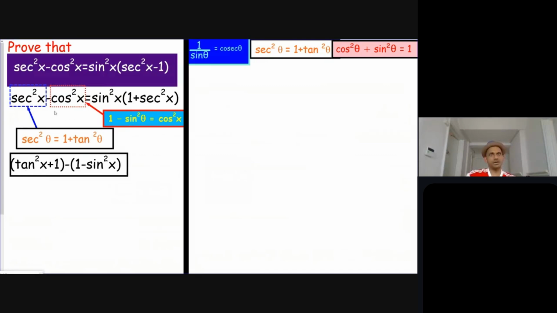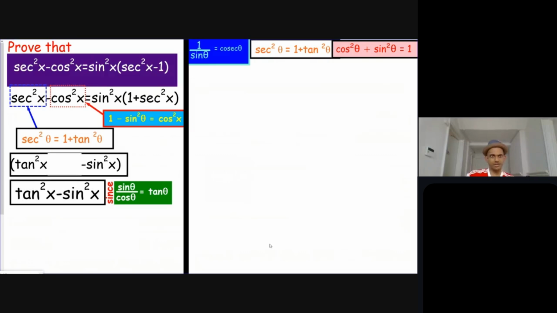So if sec squared is 1 plus tan squared, that's the same as writing it like that. And we have cos squared is 1 minus sine squared. So I've written it this way so we can really see the plus 1 and the minus 1, and they dissolve, don't they? So we're left with tan squared minus sine squared. Yeah, makes sense.